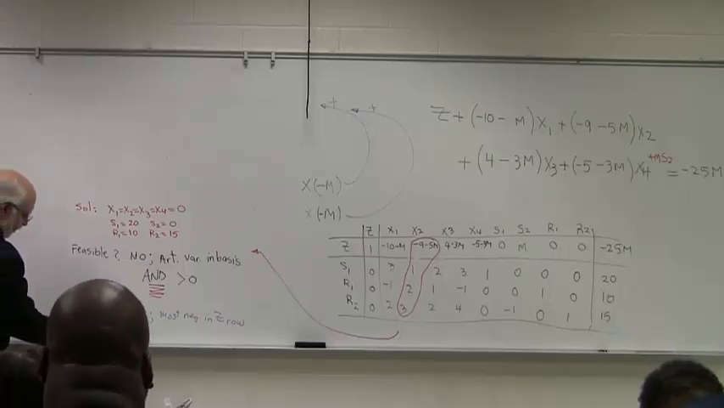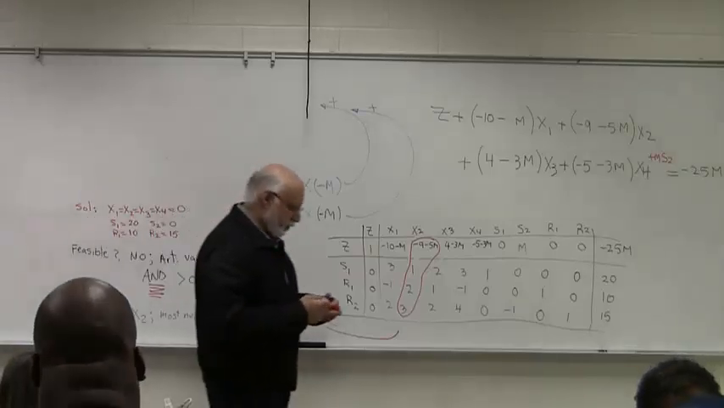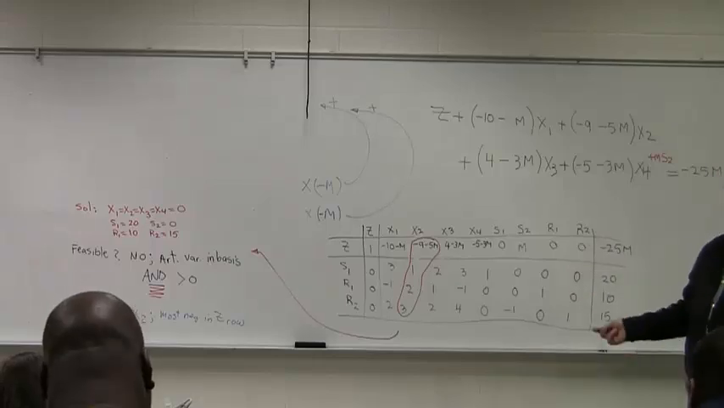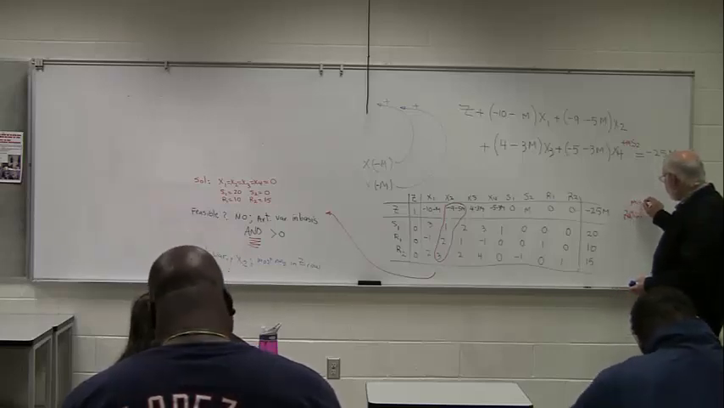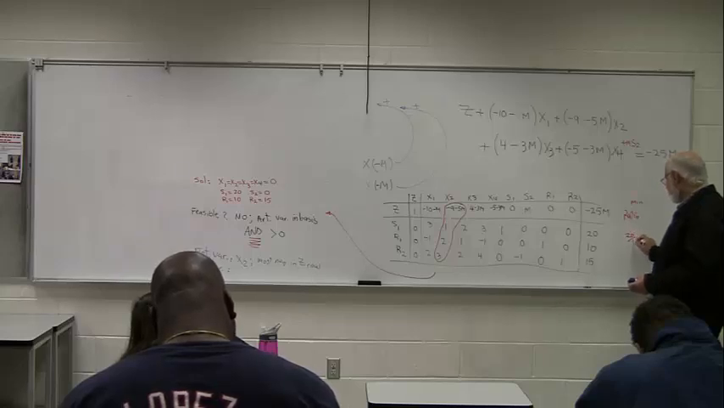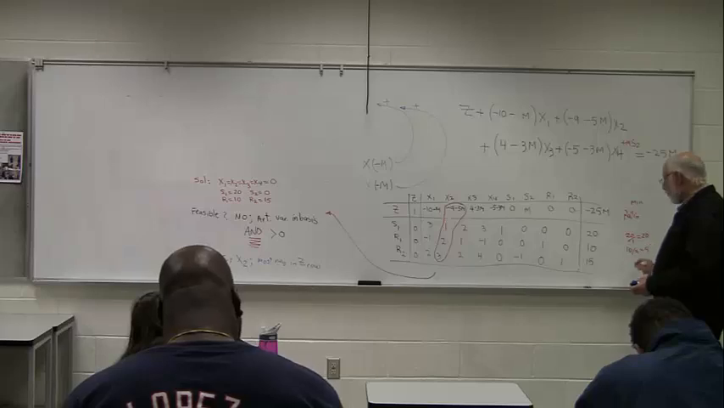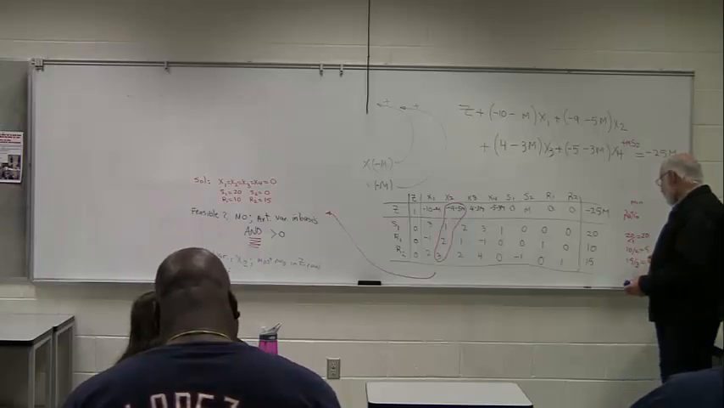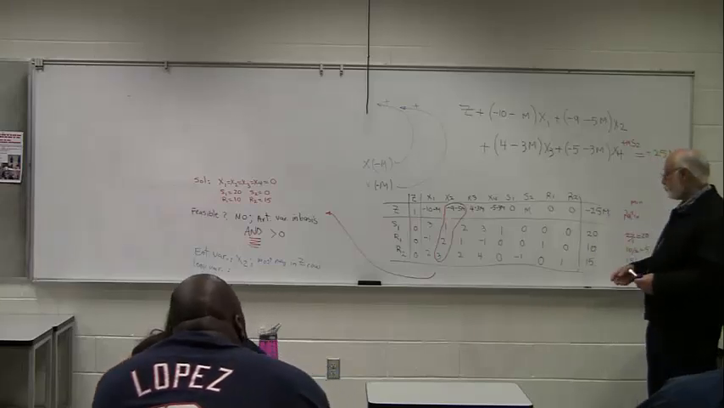Next one, leaving variable. To do the leaving variable, we will do the ratios and we will pick the min ratio. So the ratios are twenty over one, which is 20, 10 over two, which is 5, and 15 over 3, which is 5. And we will select among these two.